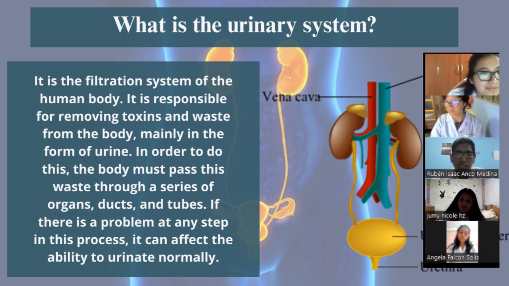First, what is the urinary system or urinary tract? It's the filtration system of the human body. It's responsible for removing toxins and waste from the body, mainly in the form of urine. In order to do this, the body must pass this waste through a series of organs, ducts, and tubes. If there are problems at any step in the process, it can affect the ability to urinate normally. Next PPT, please.